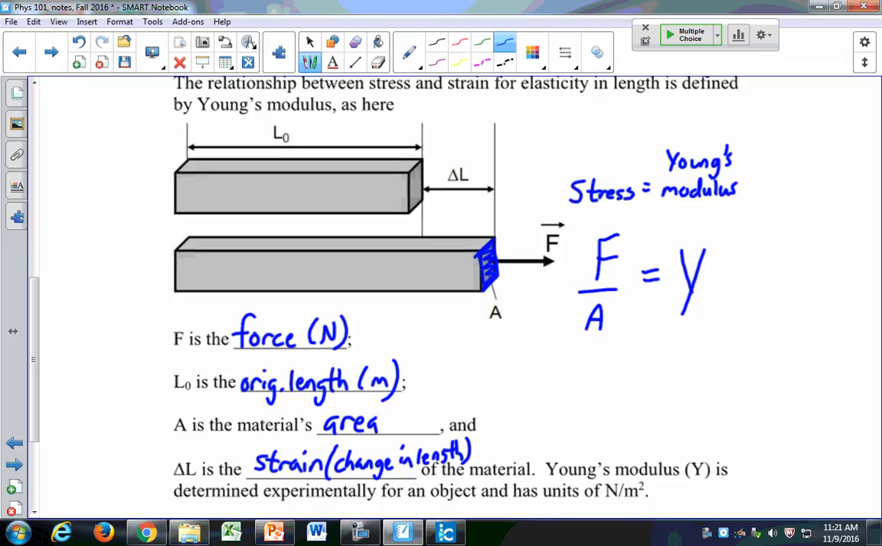So if I have a material, the way they determine Young's modulus is they apply a stress to it, and then they measure the strain. And when they do that, they can calculate what is that Young's modulus, and then the strain is delta L over L naught.